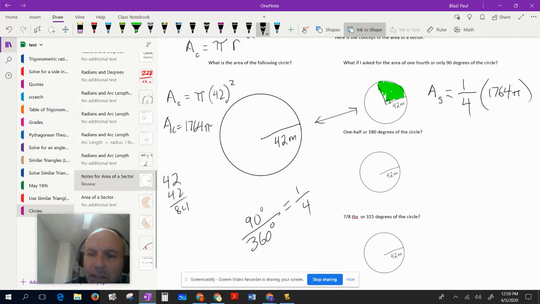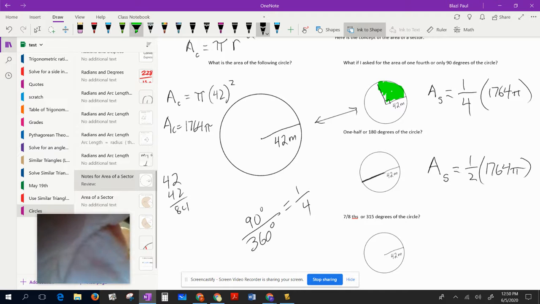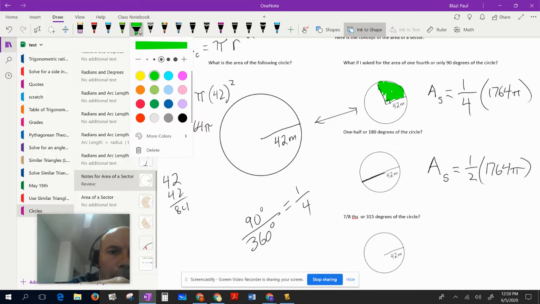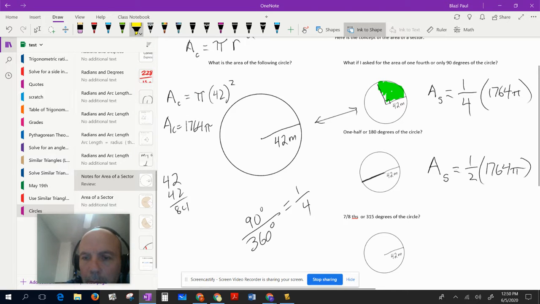And I'm going to ask you the same question down here. What if I asked you for the area of half of the circle? Well, then the area of that sector would be 1/2 of 1764 pi. Okay, I'll go ahead and draw it here. Boom. That would look like this, wouldn't it? Okay. So think about that.